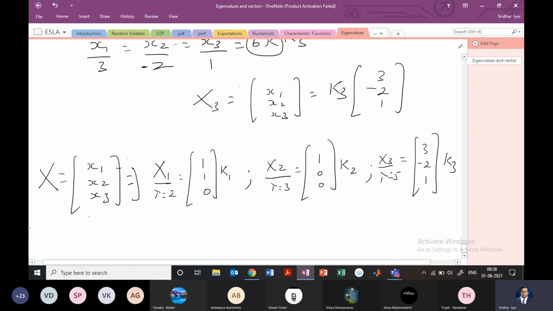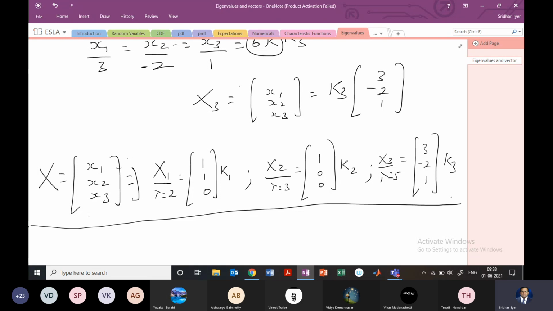So this is the solution if you want to find the eigenvectors. Usually your eigenvectors will just be integer values inside the matrix, and you can take the common values outside and call them some constants. You can also keep the constant inside, but usually we just keep it in the form of 1, 1, 0, and 3, negative 2, 1, like that. So common values we can always get rid of.